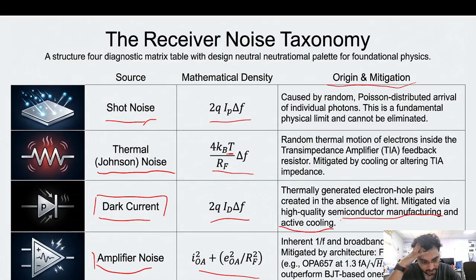Moving towards the next thing, which is amplifier noise. Amplifier noise has the inherent 1/f and broadband op-amp density, mitigated by the architecture, like FET-based op-amps such as the OPA657 at 1.3 fA per square root hertz, which drastically outperforms BJT-based ones. Also, this amplifier noise can be resolved by increasing the number of accumulations.